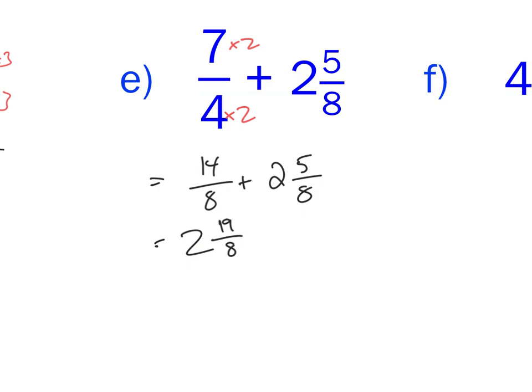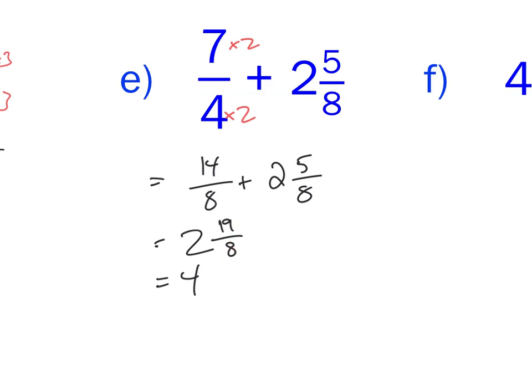Now what we have to say to ourselves is, how many 8s go into 19? 2. So we're going to take 2 wholes and add it to the 2 wholes we already have. So we have how many wholes altogether? 4 wholes. Because 8 goes into 19 twice. And then we add the 2.